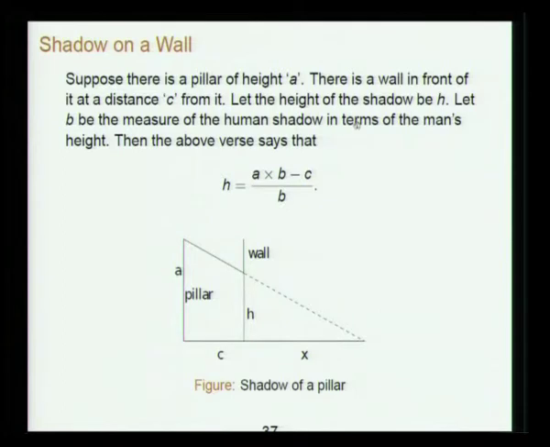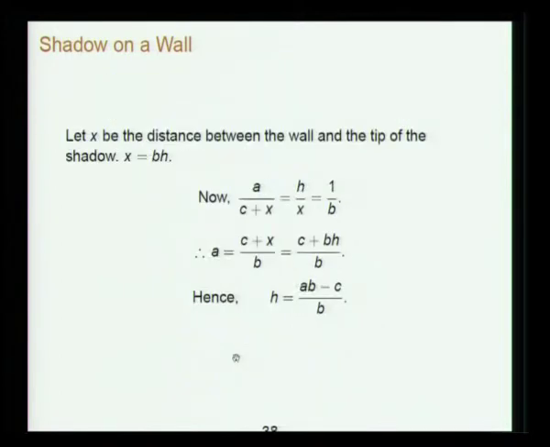b is a measure of the human shadow in terms of the man's height. It is not shown in the figure, so you have to add another figure with the man. Essentially, tan z is the human shadow divided by the man's height, that is, tan of the angle or the complement of the angle. h is a into, so this is the result that is given. Again it comes from similar triangles.